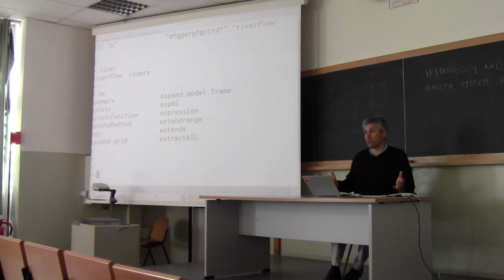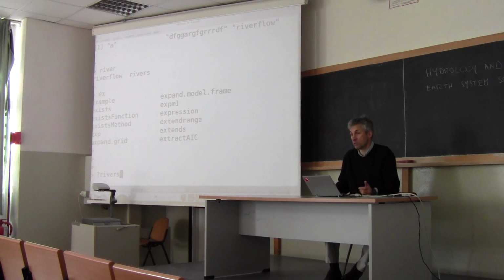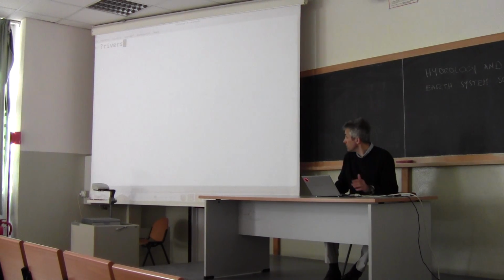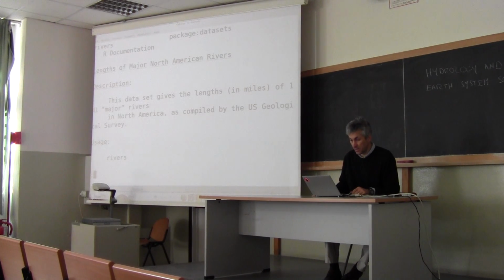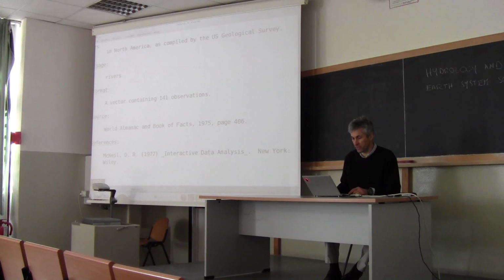Now I am curious what the function rivers is, so let me try to get the help for rivers. I am just curious because I don't know it. Let me clear the screen. Let me see what it is. It's the length of major North American rivers. I didn't know this function. And it's a vector with 141 observations.